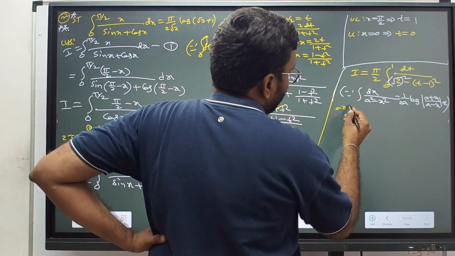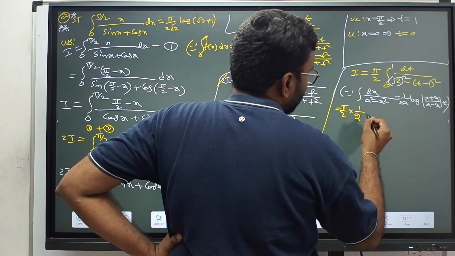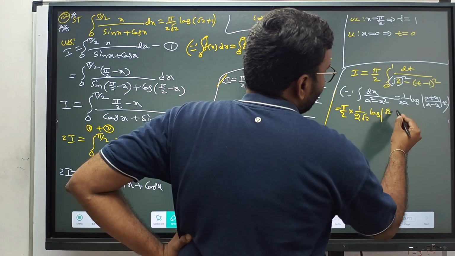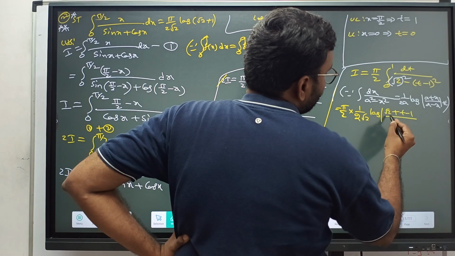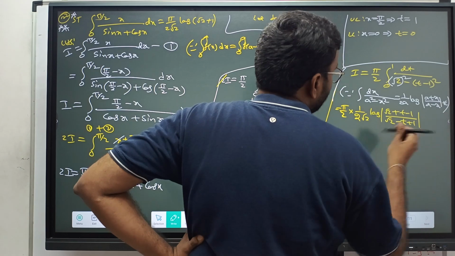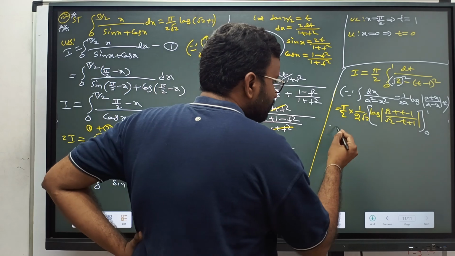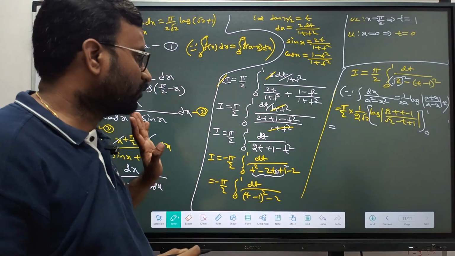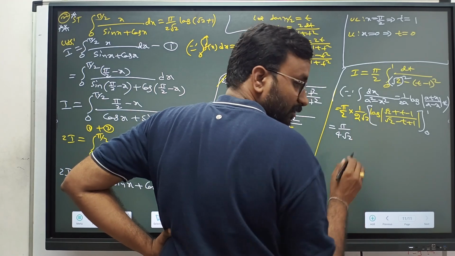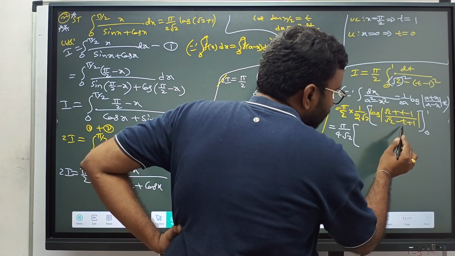So now write pi by 2 into 1 by 2a. What is a? Root 2. Log mod root 2 plus t minus 1, by root 2 minus t plus 1. Limits. What are the limits? 0 to 1. Here this is LHS, what? I only, right? Yeah. I is equal to pi by 4 root 2. Can we write 2 root 2? Now first write the upper limit 1. 1 minus 1? Minus 1 plus 1?